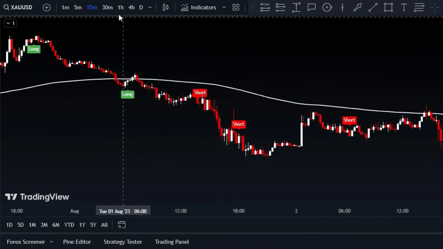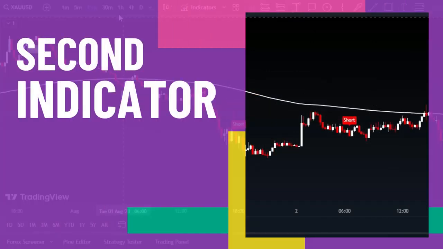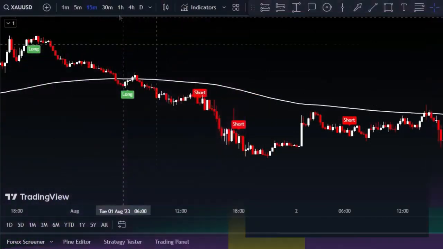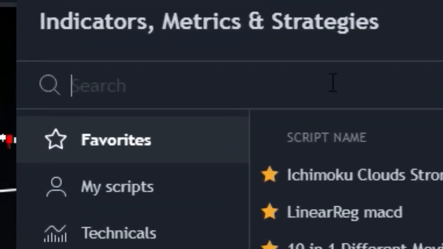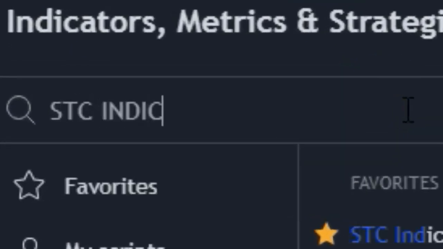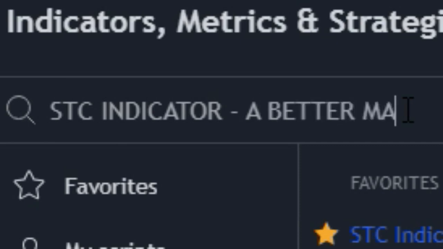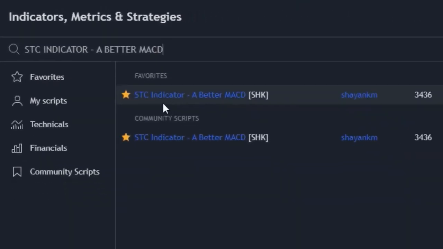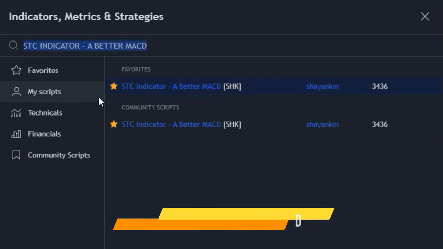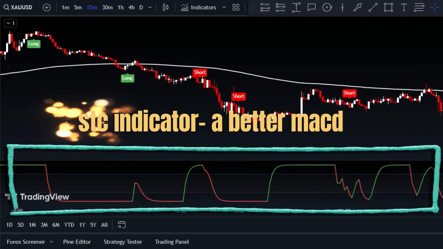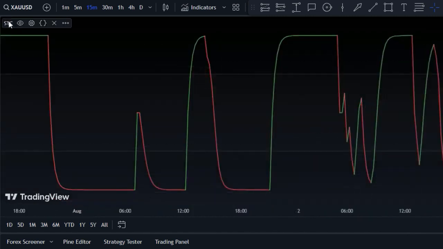Stick with me as we incorporate this oscillator and then conduct a backtest on the strategy. To begin, return to the TradingView indicator section and this time search for the STC indicator, a better MACD, and select it to include in our strategy. But before we can make use of the STC indicator, we need to make a few adjustments.